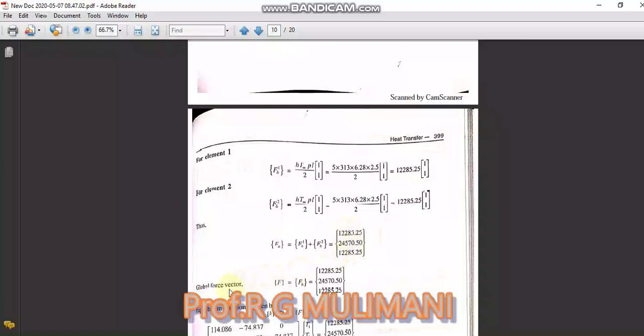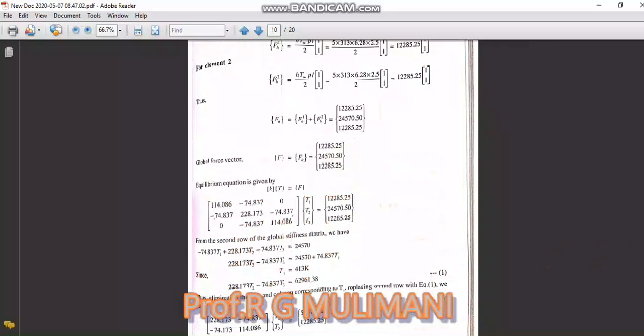Okay, now you use the equilibrium equation, that is kq equal to f, where q is the nodal temperatures, or you can also consider T. Okay, what is k here? It is the sum of the global conduction matrix and global convection matrix. So it is the global stiffness matrix, and T is the nodal temperatures. For the three nodes we have three nodal temperatures, T1, T2, T3.